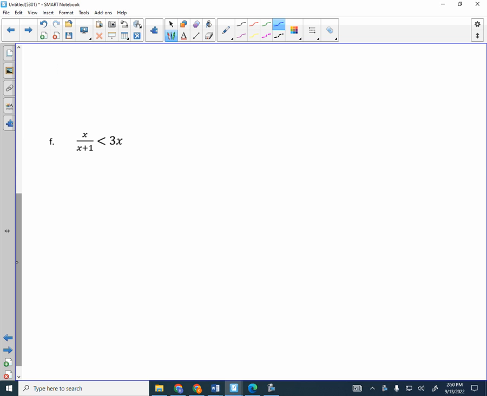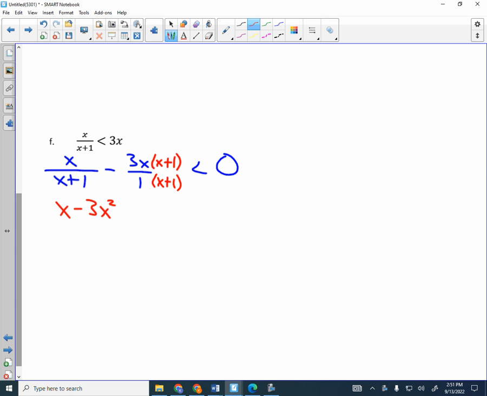Yes, subtract the 3x on over. x over x plus 1 minus 3x over 1 is less than 0. Now what? Common denominator of x plus 1. Excellent. What do you have in the top now? x minus 3x squared minus 3x, all over x plus 1. Excellent job, is less than 0.